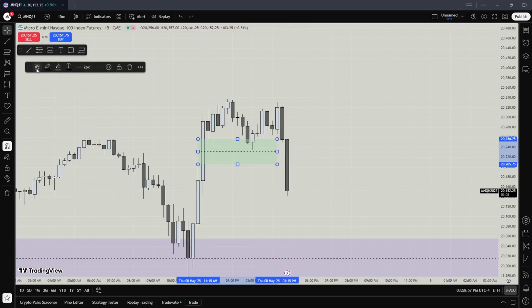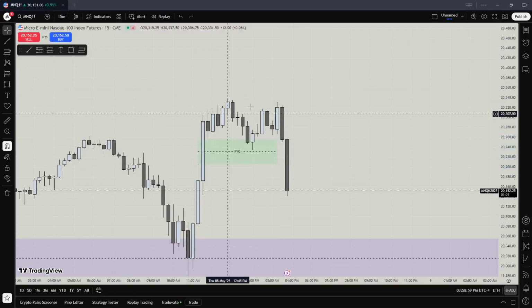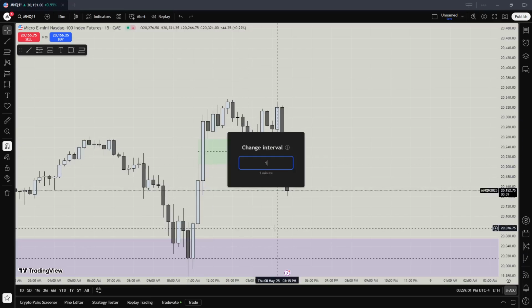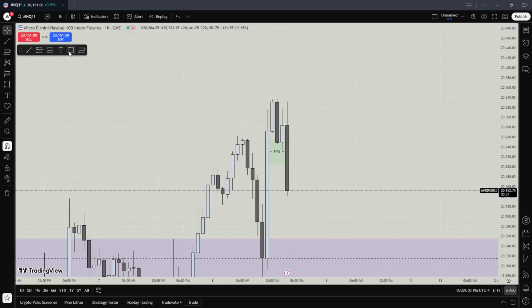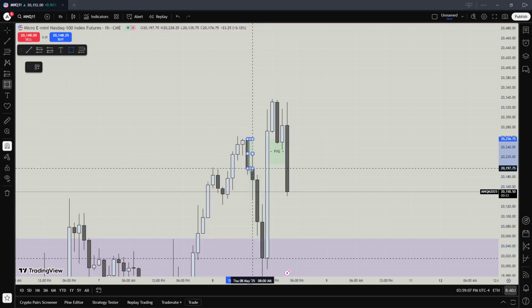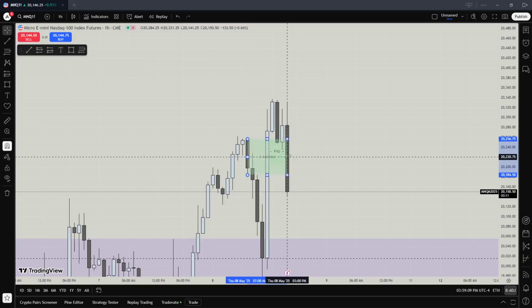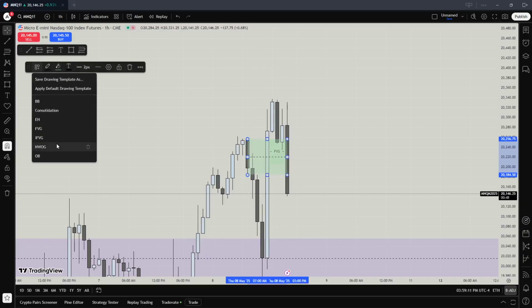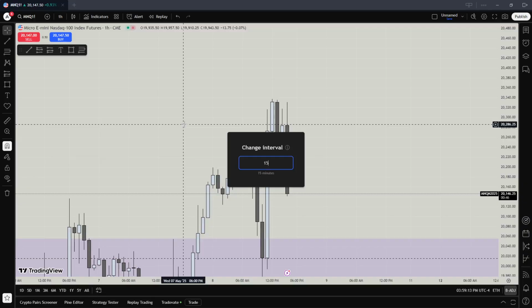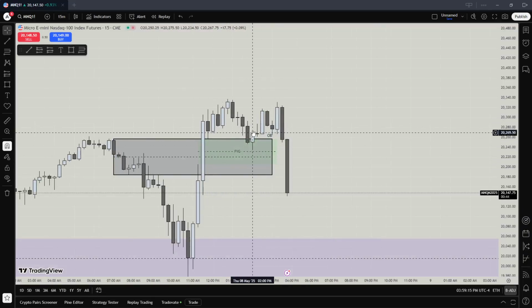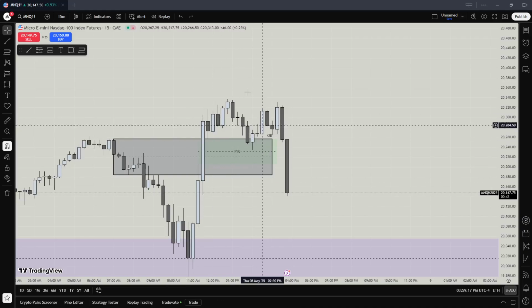So what do we need? We need a 15-minute PD array, a fair value gap. Want some extra confluence? Sure. We have this massive order block, but we'll just do this top one, just because I don't want it to take up the whole screen. We have an hourly order block. Right? Hourly order block, 15-minute unmitigated fair value gap.